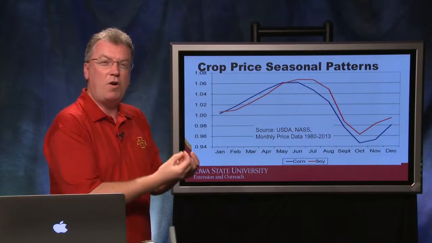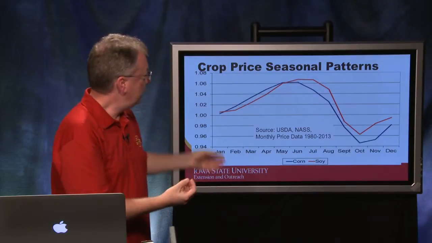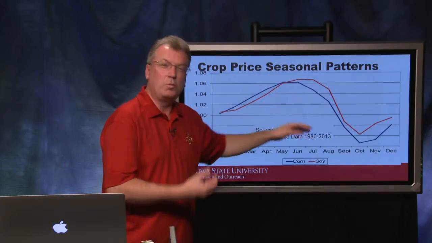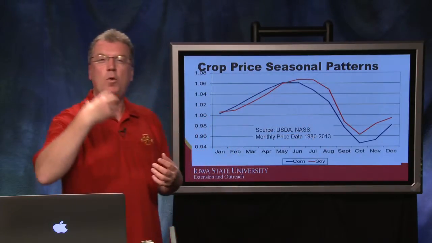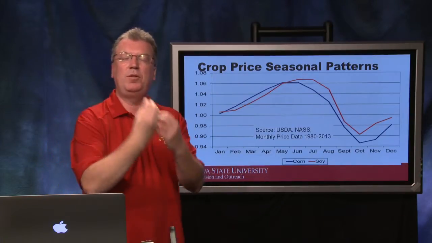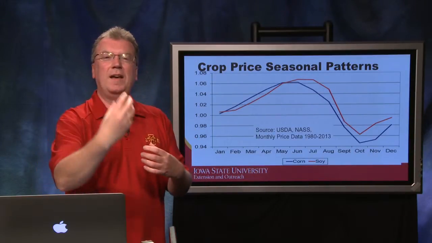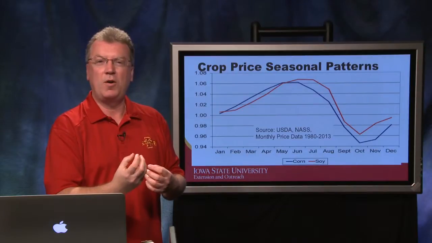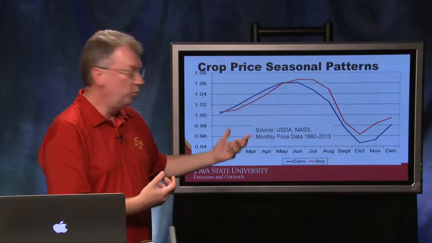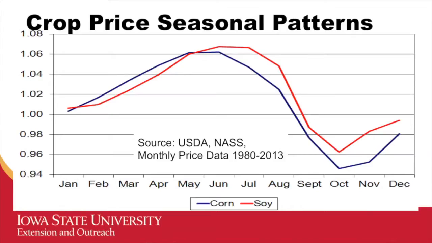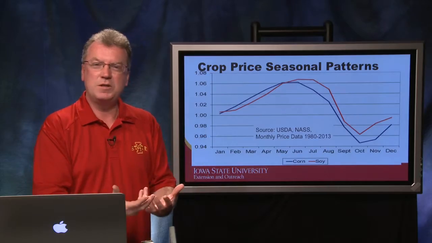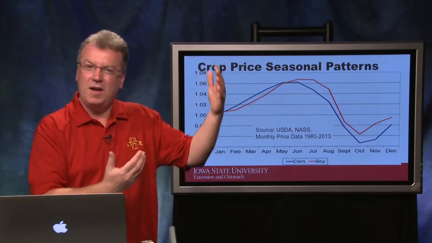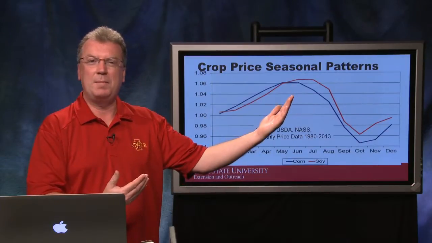But then as we approach harvest time, as we approach fall, we tend to see those prices start to work their way down, as the growing crop is out in the field and ready to come into the marketplace. And so we tend to see our lows right at harvest time. September, October, November, as the crop is coming in from the field, that's where we have the largest crop supply. So that's where we tend to see our lowest prices. And then once we get past harvest, prices start to build themselves back up again.